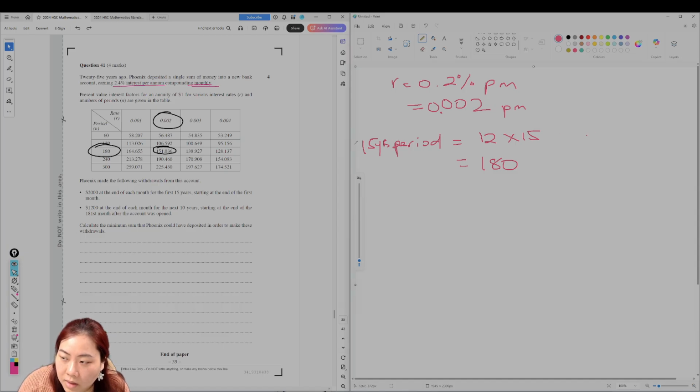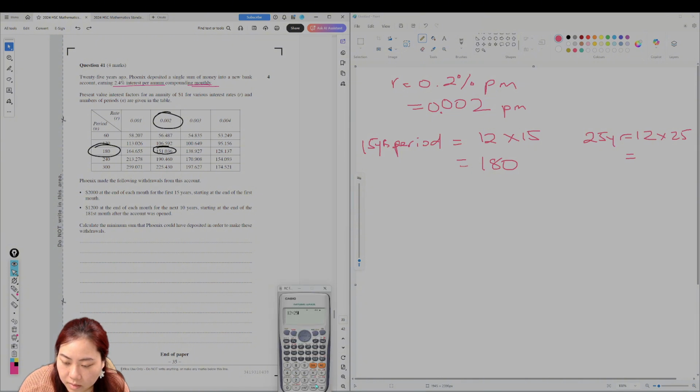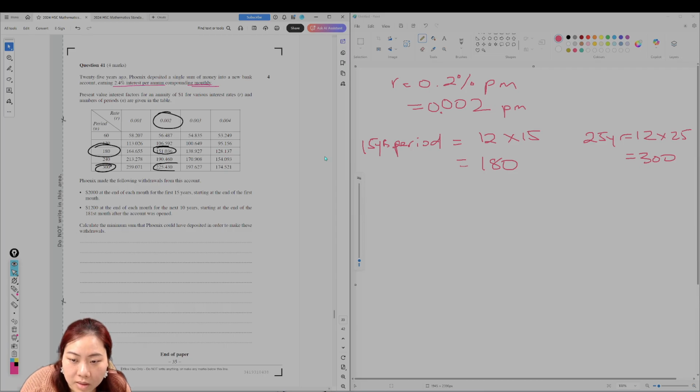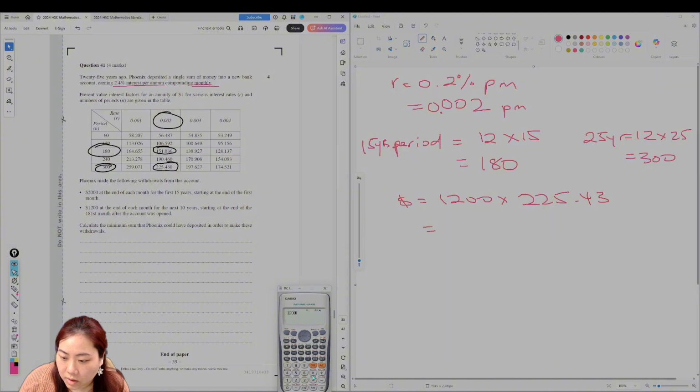So the other period that I need is the 25-year period, which will be 12 times 25. That's 300 periods, which is this row here. So we're looking at these two values. The first one would be the money needed for the 1,200, and that's going to be times 225.43. 1,200 times 225.43 is 270,516.